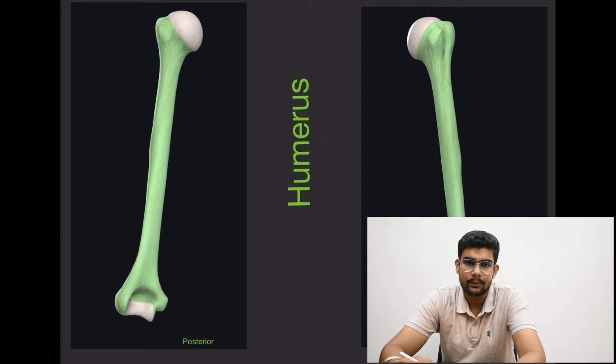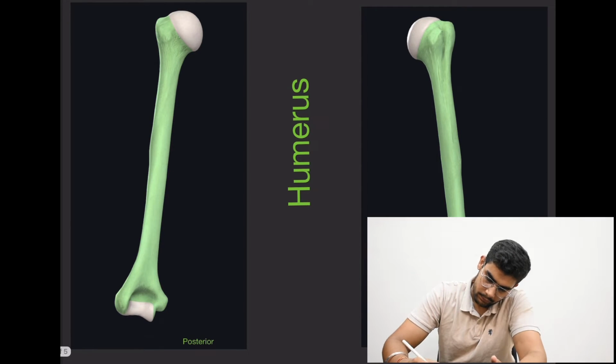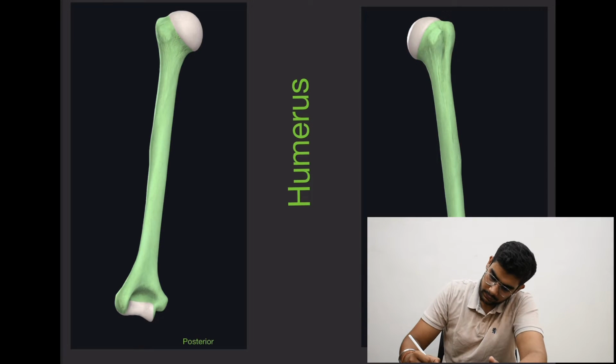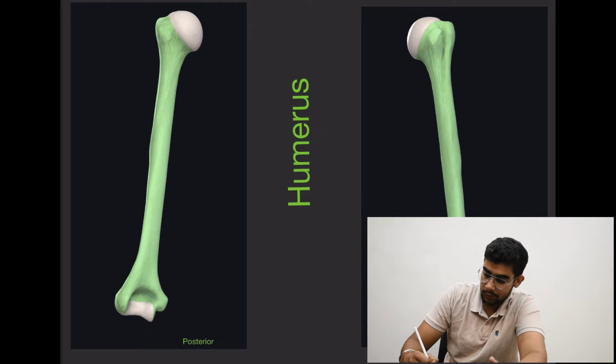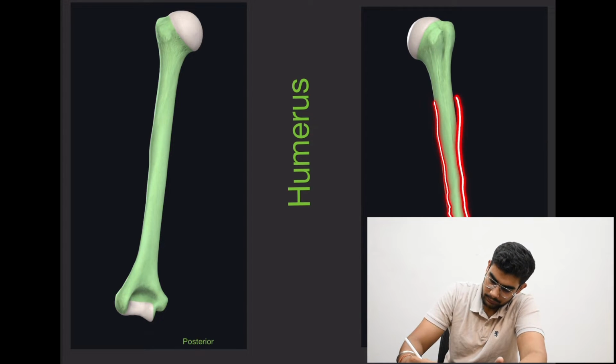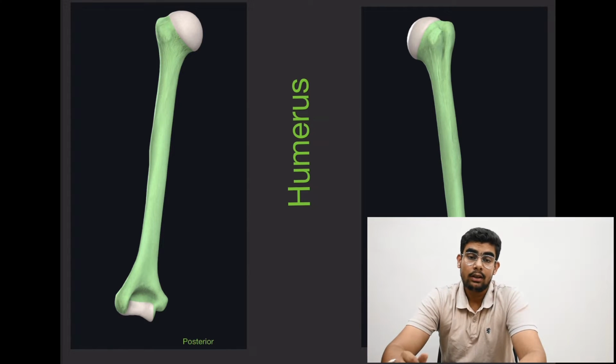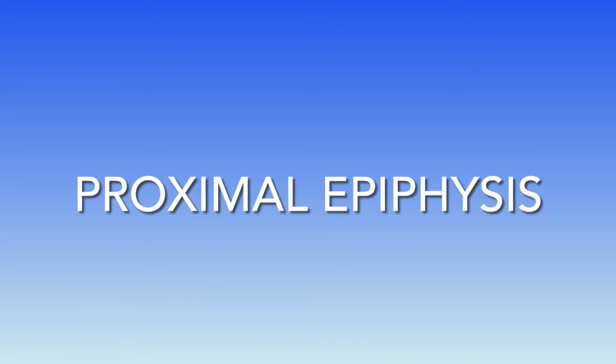The humerus has three distinguishable parts: the proximal epiphysis, which is the uppermost portion of the humerus. Then comes the distal epiphysis, which is the lowermost portion of the humerus. Then comes the shaft or the middle body of the humerus. Now we will learn about all of these parts one by one.